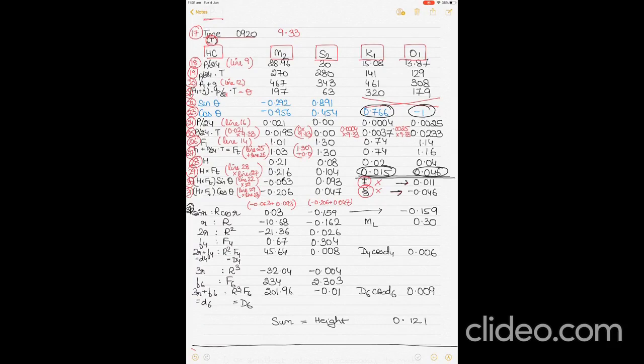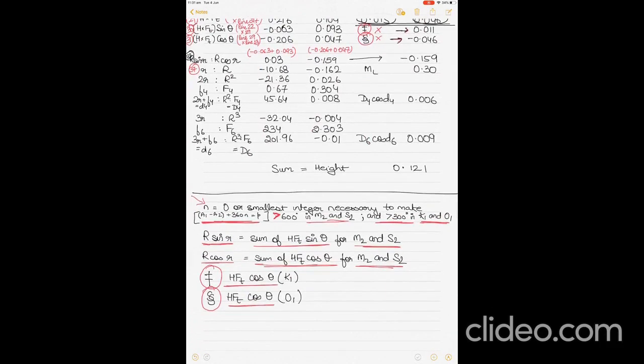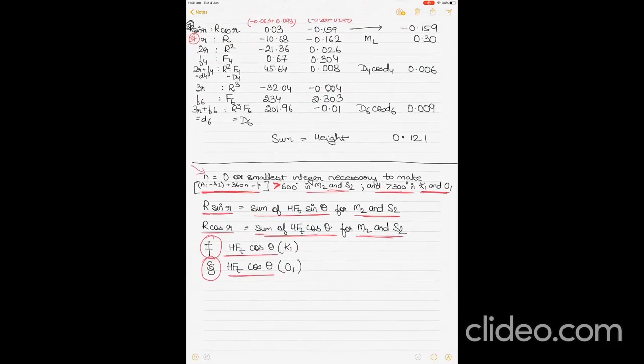Alright, so H F T sin theta for M2 and S2, when you add together you get r sin r, and H F T cos theta when you add for M2 and S2 you get r cos r. Then if you have the values of r sin r and r cos r, you can find out the value of r and capital R from there. I'll show you how you can find out. So, I'll just show you an example here.